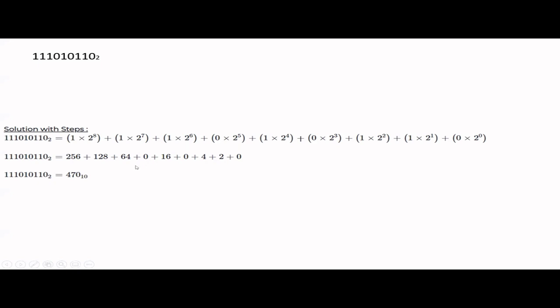0 into anything is 0. You don't have to calculate that 2 to the power 5 is 32 and don't do that. Just put 0. And 2 to the power 6 is 64 into 1 is 64. 2 to the power 7 is 128 into 1 is the same thing. And 2 to the power 8 is 256. So you have to add all of them and then you can get the answer, right?